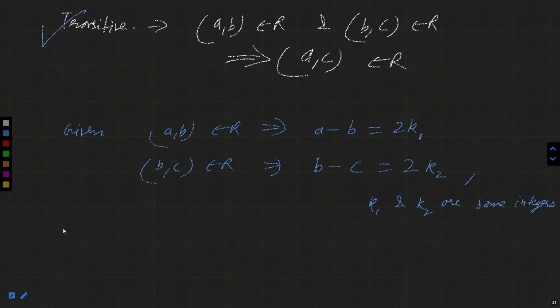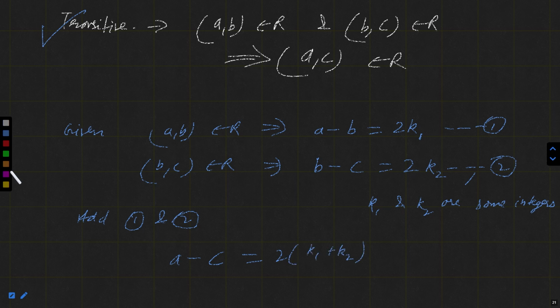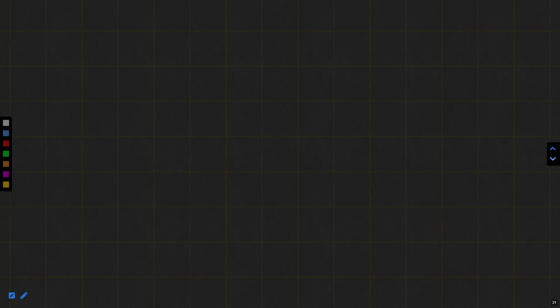Now add both of the equations, equation 1 and equation 2. This means what you will get is a minus c equals 2 times (k1 plus k2), and this k1 plus k2 is some integer. So this means that 2 divides a minus c. This means (a, c) belongs to relation R. So it is transitive also.